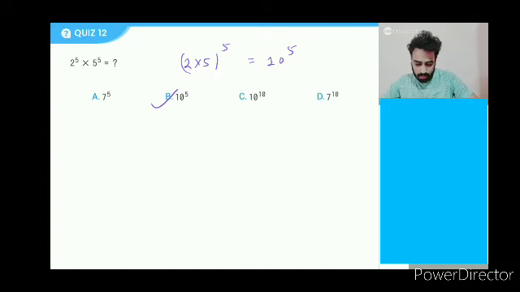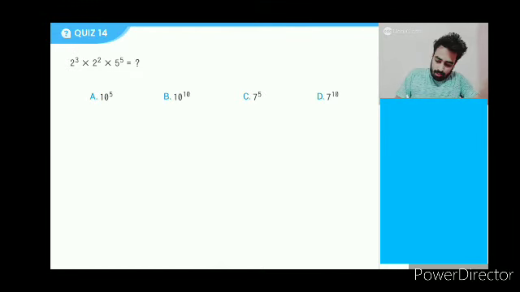Okay. Let's have one more question. The question is 2 power 3 into 2 power 2 into 5 power 5. You have to give the more simplified version. In this particular expression, we have two numbers which have same base. For same base, we have a separate law, and then maybe the power will become same, and for that we also have a separate law. So start it.